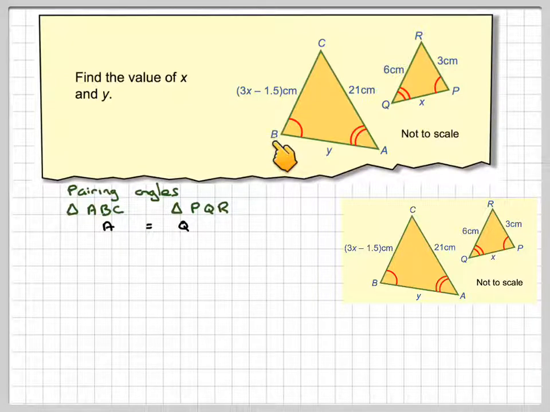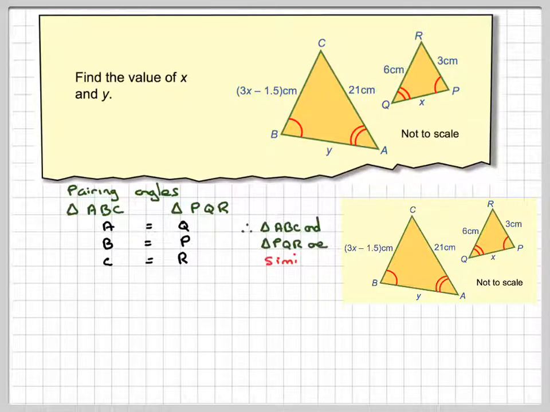B, what goes with B here? And then we can see that that's going to be P, and therefore C must match up with R. Alright, because at least two of the angles are the same, then triangle ABC and triangle PQR are what's known as similar. So the sides are in the same ratio.